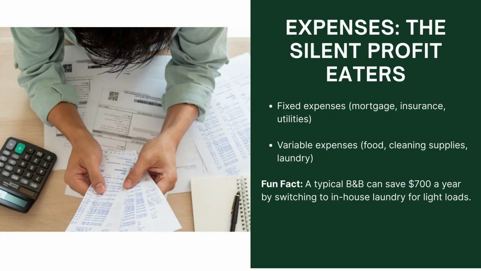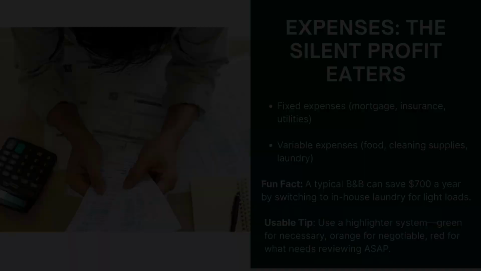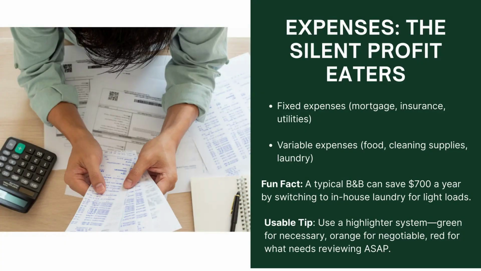An interesting fact, a typical B&B can save up to $700 a year by switching to in-house laundry for light loads. Now here's a great little tip. Use a highlighter system, green for necessary, orange for negotiable, and red for what needs reviewing ASAP.